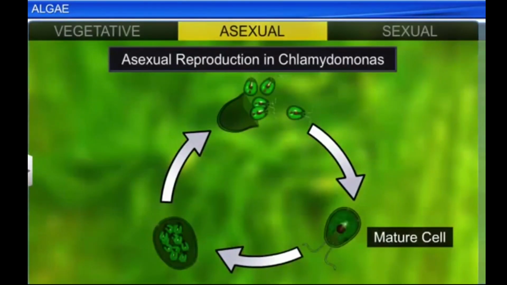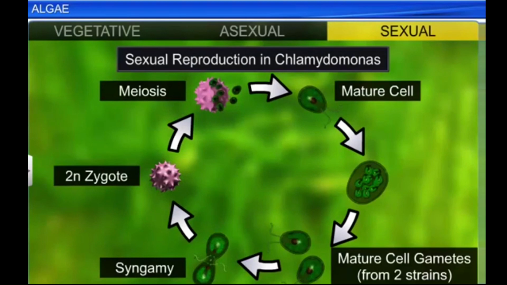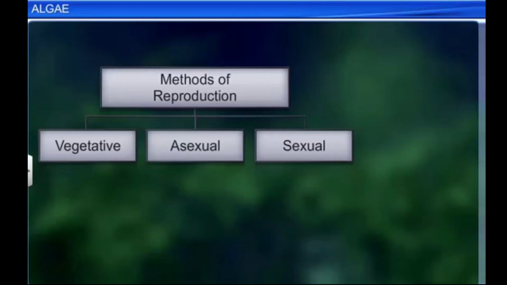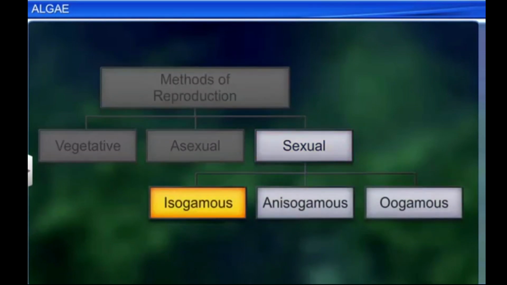while asexual reproduction takes place through spores like zoospores. These spores are flagellated and germinate into new plants. During sexual reproduction, two gametes fuse to form a new organism. Based on the size of the gametes, sexual reproduction can be further divided into isogamous, anisogamous, and oogamous reproduction.